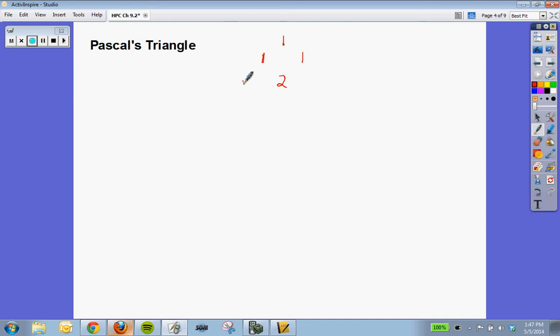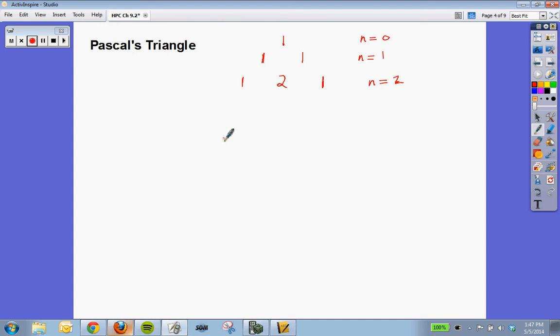And the sides of the triangle, we're going to have a 1 and a 1 over here and here. So this is the first row. We call that n equals 0. This here is the second row. We call that n equal 1. This is the third row where we have n equal 2.